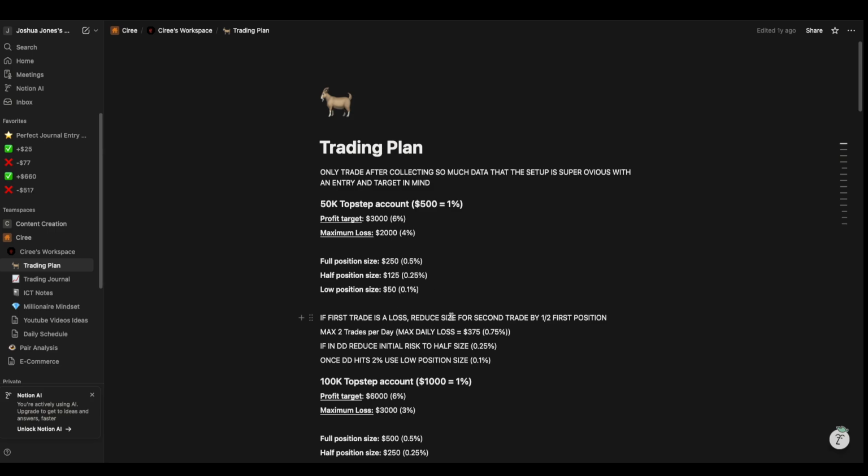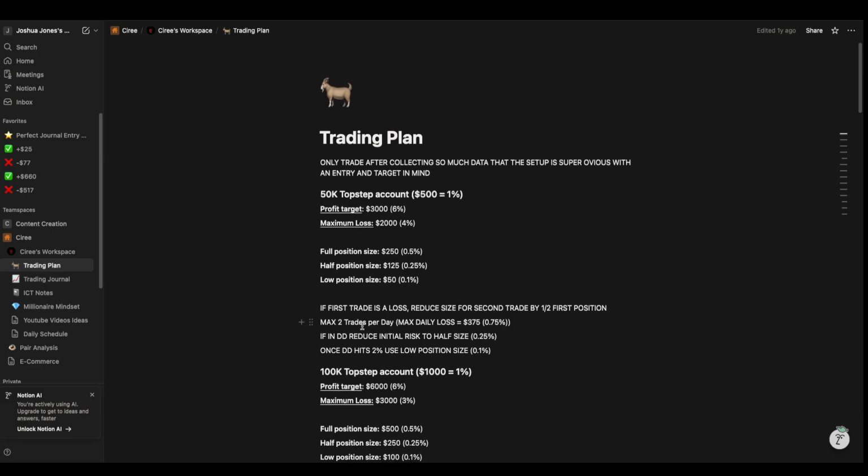So if the first trade is a loss, reduce size for the second trade by half of whatever the first position was. So on the first trade, if I take full position 250 and take a loss, I'm down half a percent, 250. My next trade should be a half position size, 125. So altogether, if you add these two, if these were my two trades, my max daily loss should be 375. I give myself a buffer of $400 because it's hard to be super accurate with the trades, with slippage or whatnot. But that's best case scenario. If I'm around a 375 to $400 loss, I should stop. I have to stop.